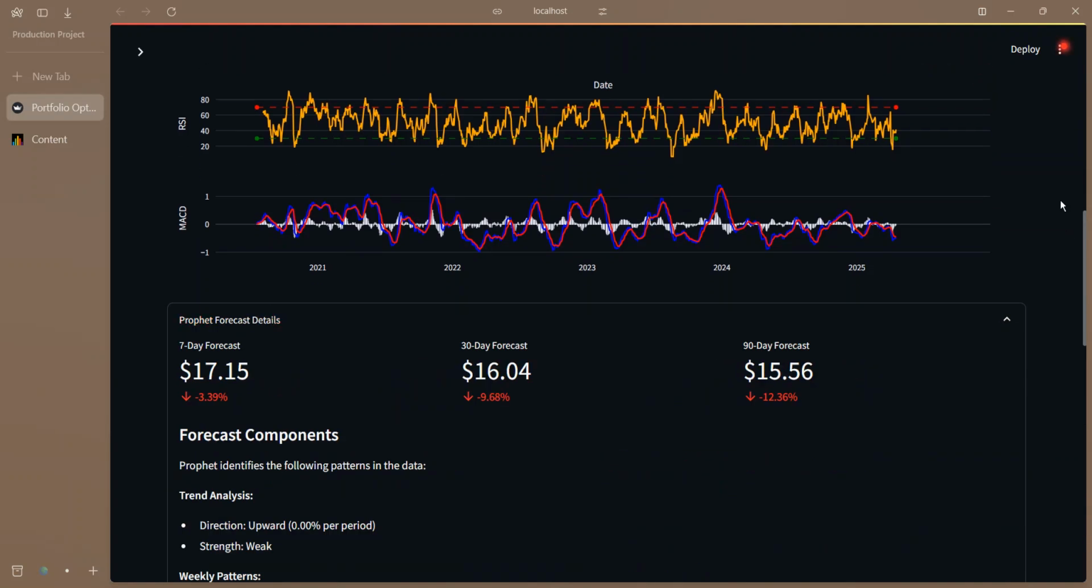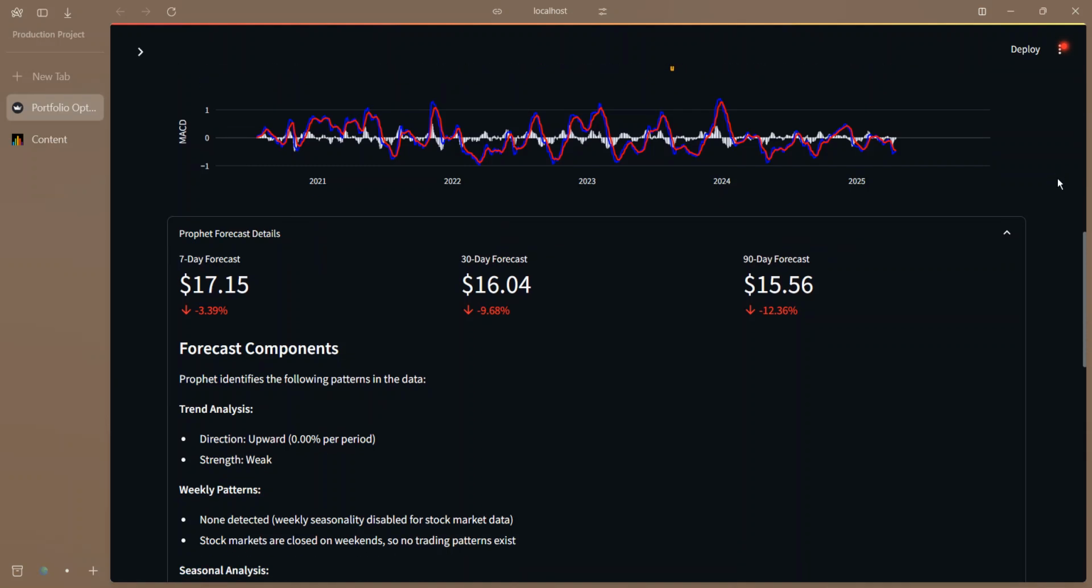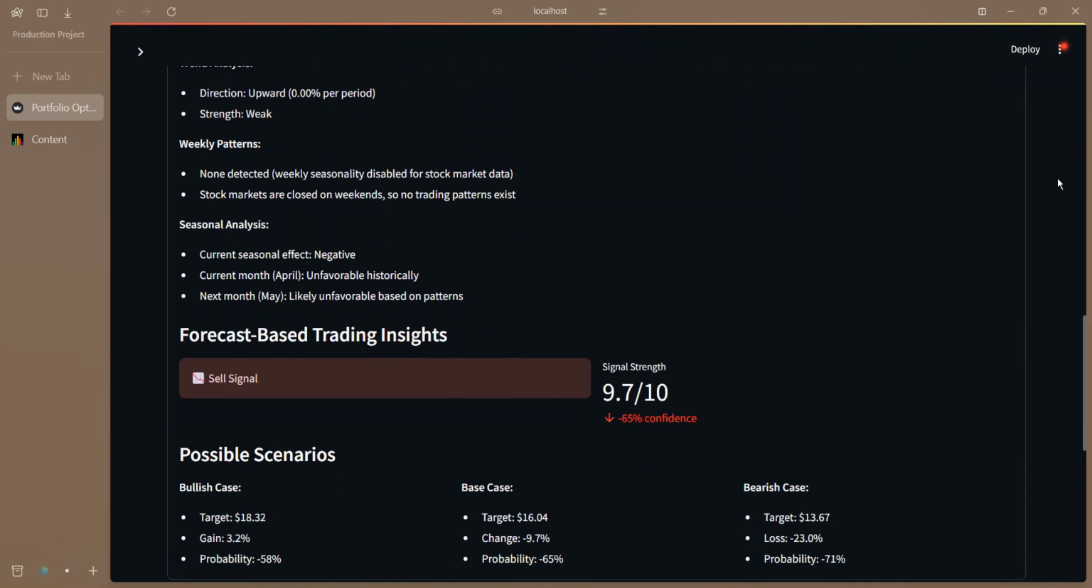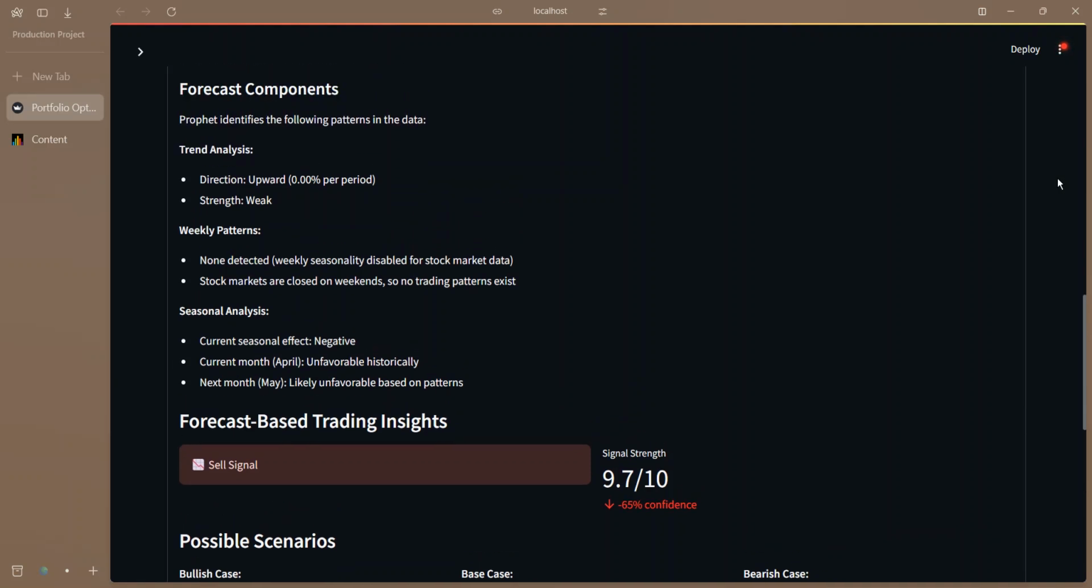Here we're going through the Prophet forecast details. This is one of the algorithms that were used to forecast mainly in the graph above. Over here we can see the 7-day, 30-day, and 90-day forecast. We can see the trend analysis. We can see weekly patterns and seasonal analysis. These three analyses are for short, medium, and long term.